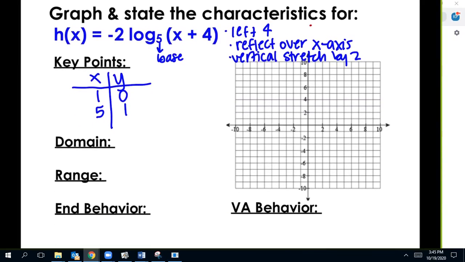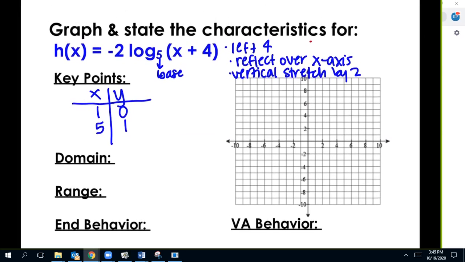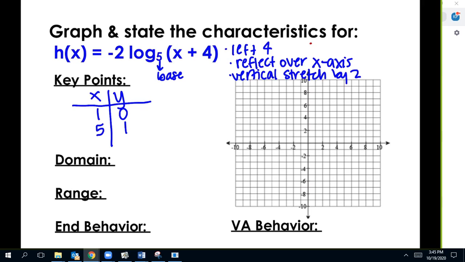So now that we have all the transformations written down and we have our key points, 1, 0, and 5, 1, we'll apply the transformations. To move left 4, we subtract 4 from the x value since it's a horizontal move. And so that will be over here. I'll do minus 4. 1 minus 4 is negative 3. 5 minus 4 is 1.